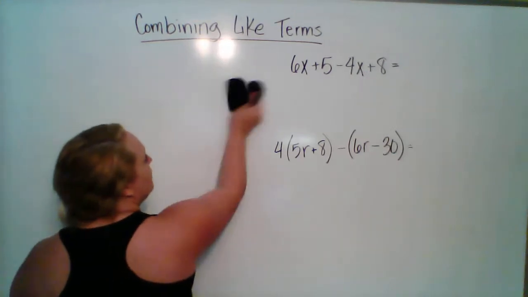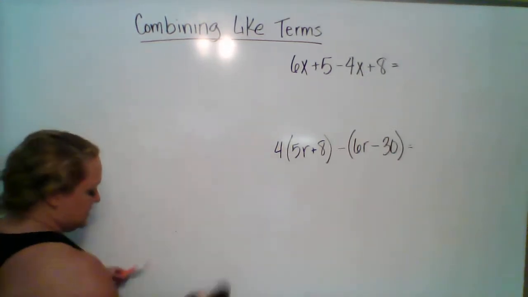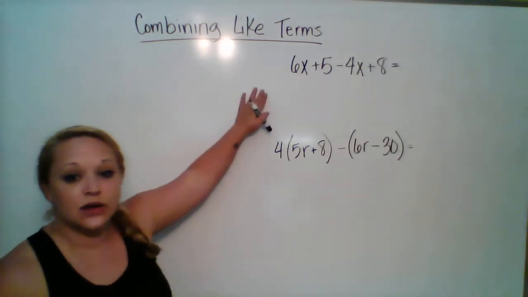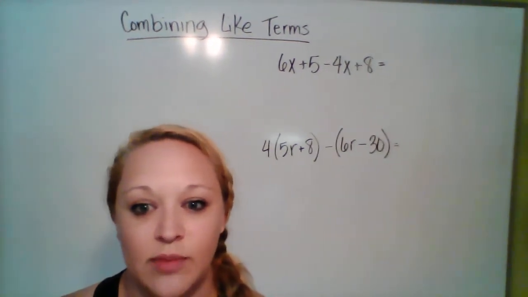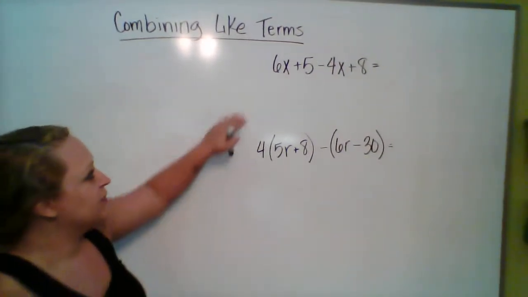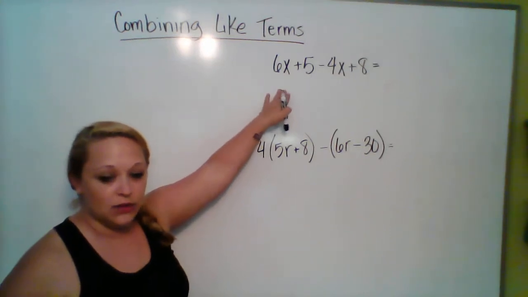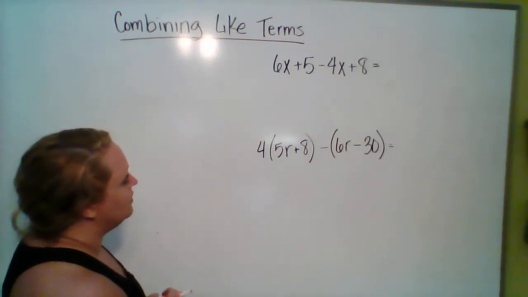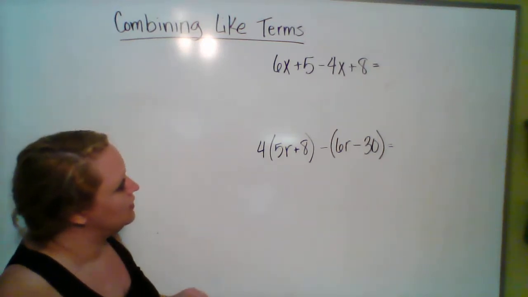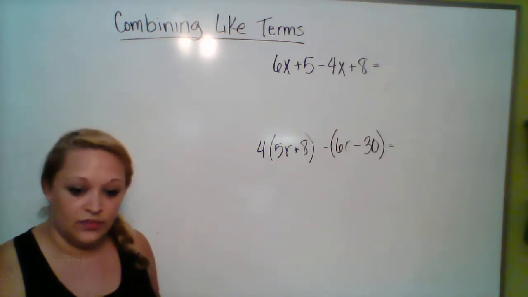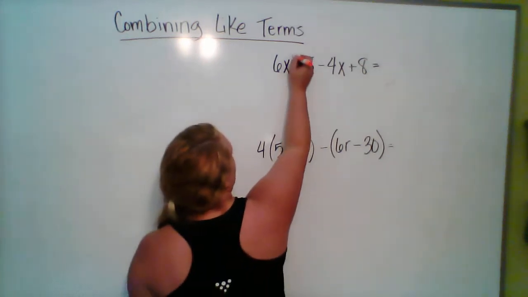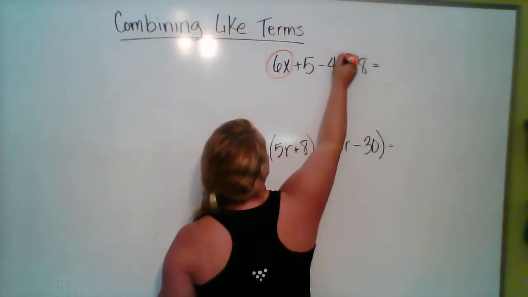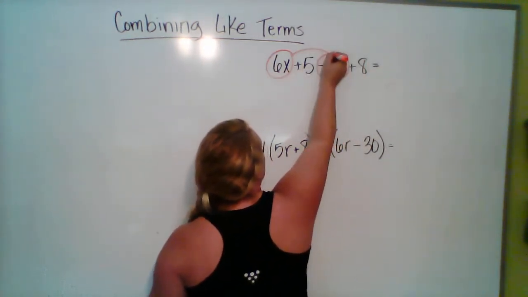Alright, now we're going to go over here to this problem. Now this looks a little bit more difficult, but it's not. I'm going to turn our camera. Alright, so what is the same over here? Bella, what's the same over here? They have numbers and they both have letters. Okay, that's right. So we're going to combine the numbers that are the same.